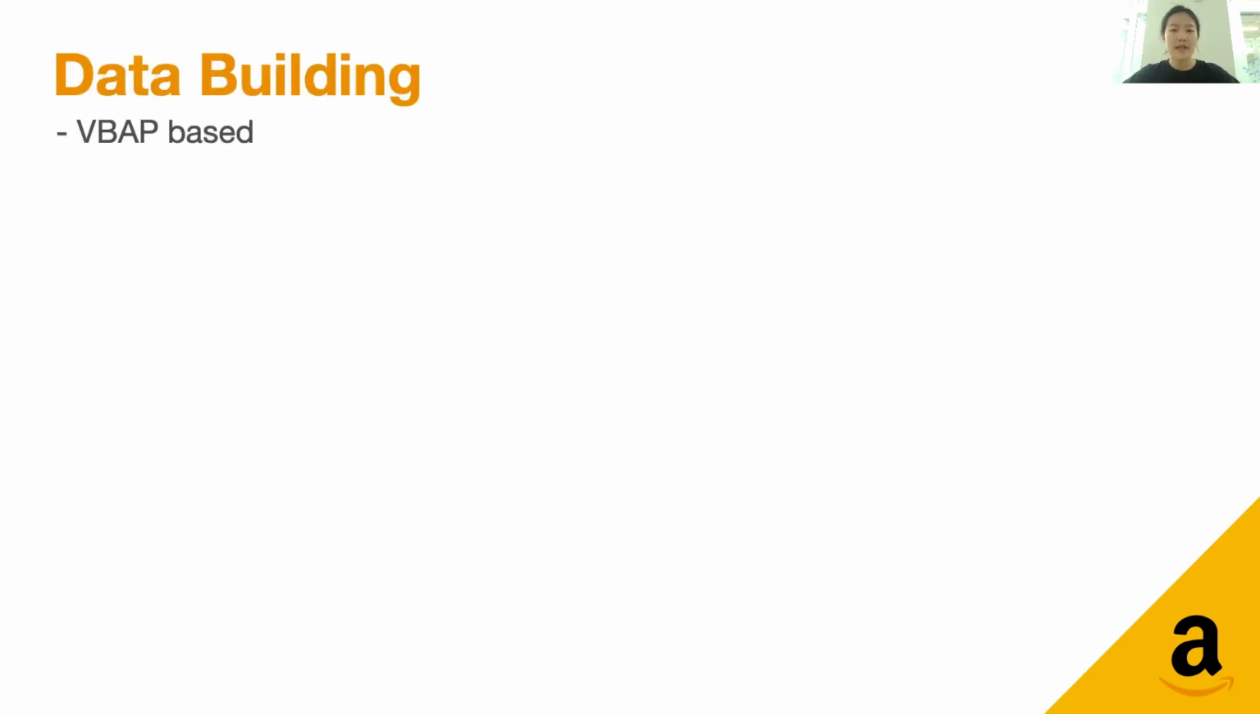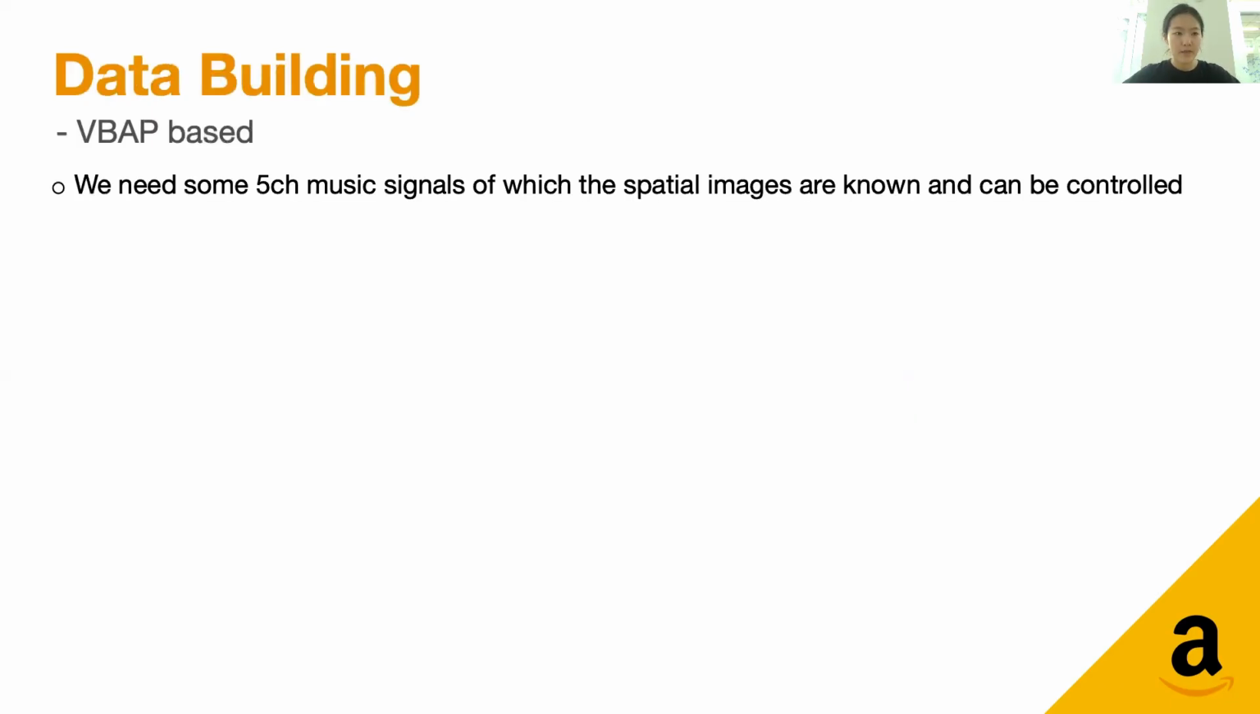Now I'm going to talk about a big headache for training this model, the lack of a dataset. We need a set of 5-channel music signals of which the instrument-specific images are known and can be controlled, which is not available to our knowledge. Therefore, we decided to build our own 5-channel music data using the MUSDB18 dataset, which provides separated instrument stems for over 100 pop songs.